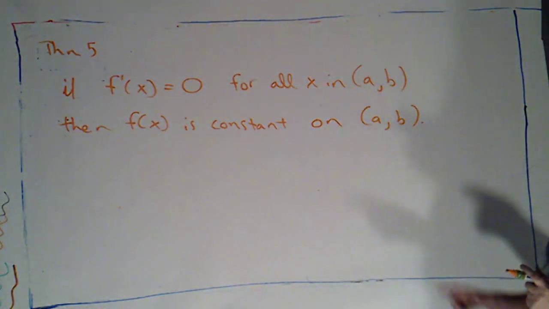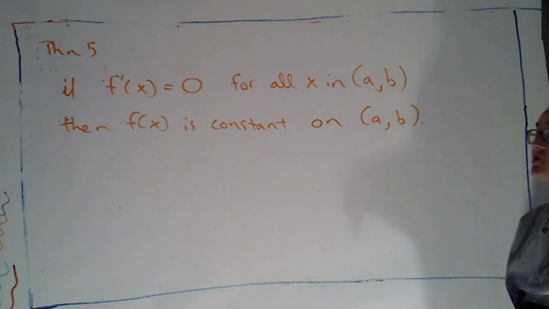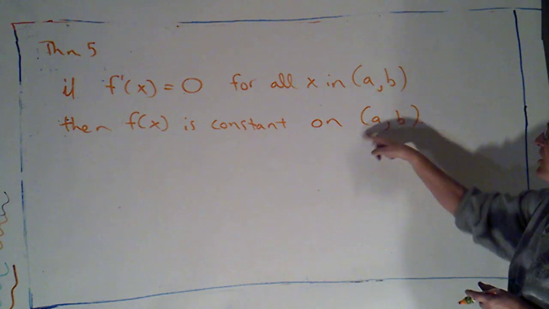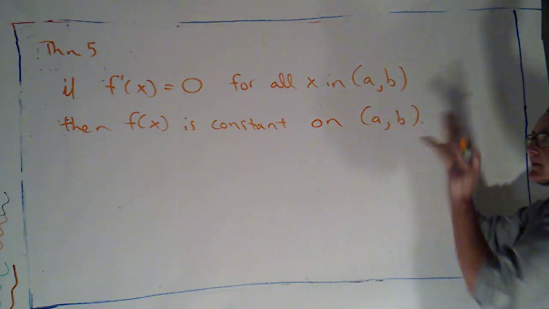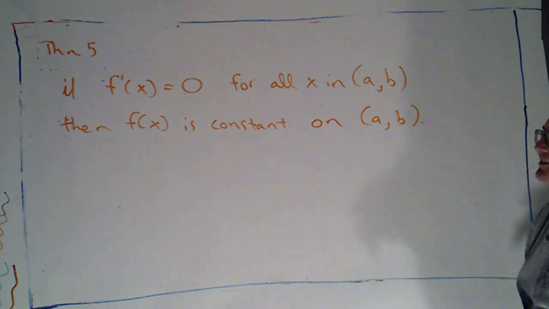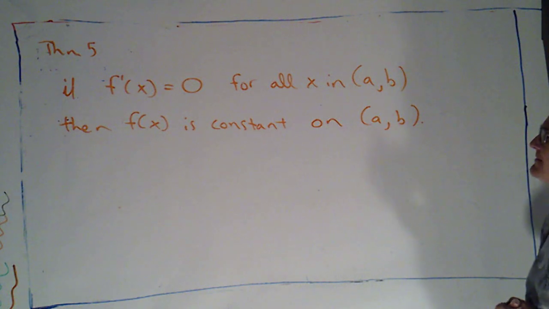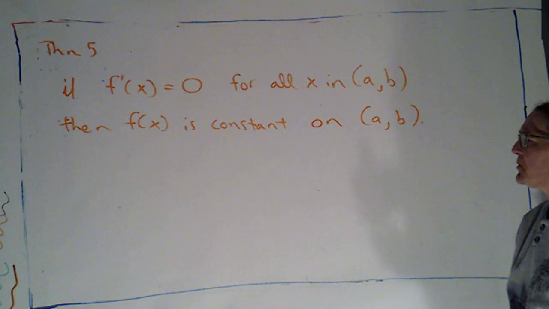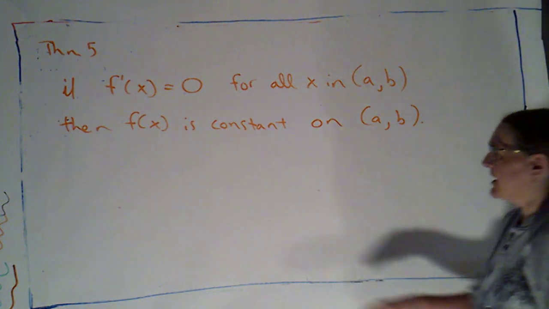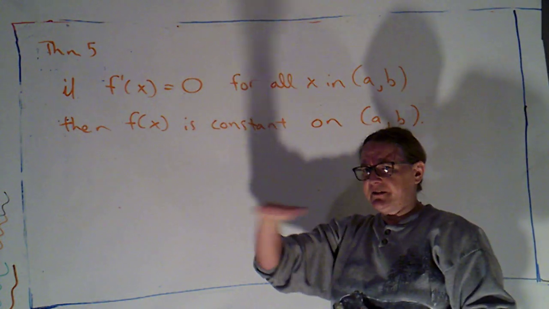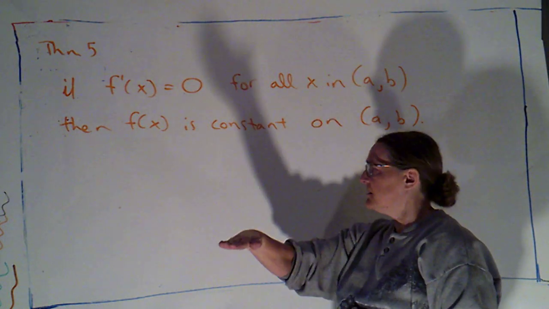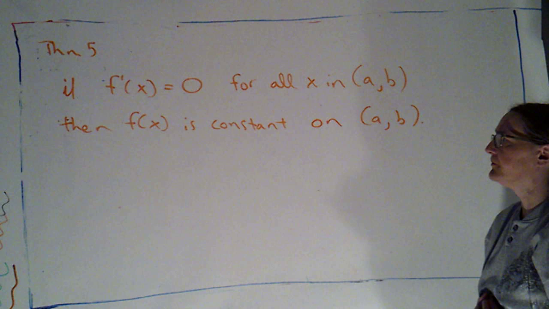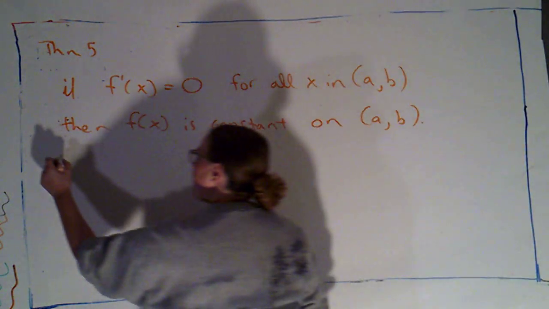I was just checking my notes, because if we threw in the additional hypothesis that it was continuous at these endpoints, it would actually be constant on the closed interval. But this book statement of this theorem does not throw in that additional hypothesis. Not super earth-shattering, okay? This just says, if you've got a horizontal tangent everywhere on an interval, you're talking about a horizontal line. You've got a constant function on that interval.